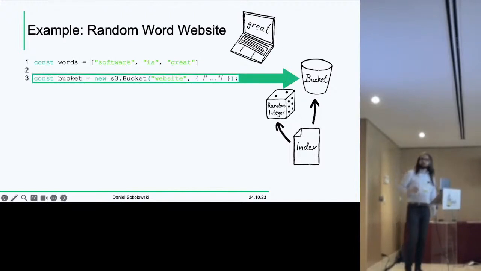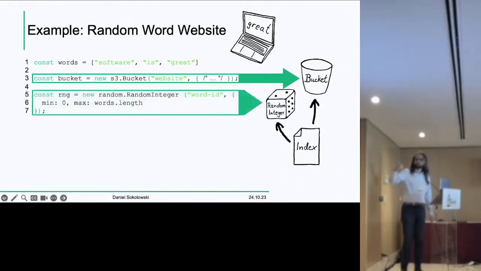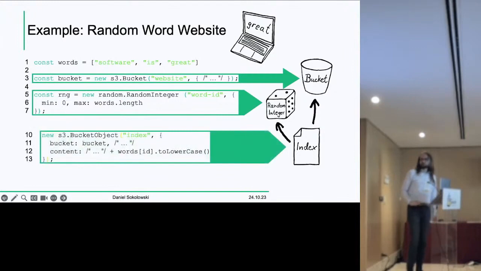So what we do here in line 3 is we instantiate an object from the S3 bucket class to define that node. Similarly, we do that with a random integer. Here you can also now see when we call the constructor, we can give it the configuration of that resource. So in this case, we give it a minimum and a maximum value for the integer generator. And the same we do again for the bucket object, for the index.